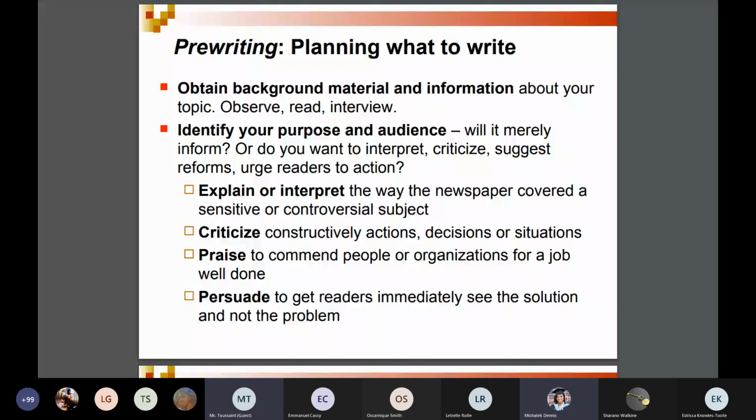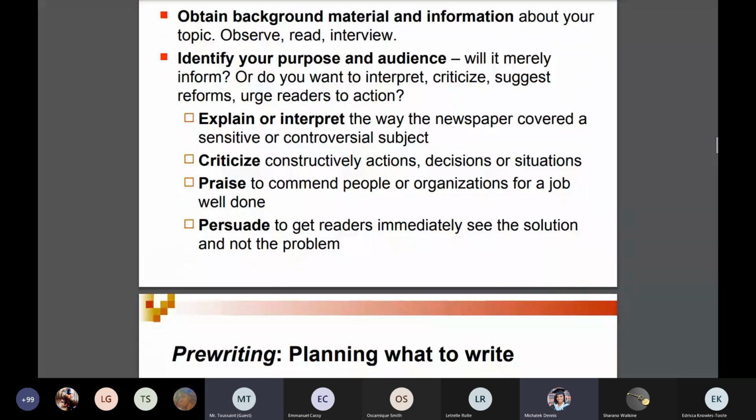So editorials of praise are also there, where you just highlight the good of experiences, the good of organizations or people. And then you have persuade, an editorial that persuades readers to immediately see the solution and not the problem. Right now, I just want to give an acronym.